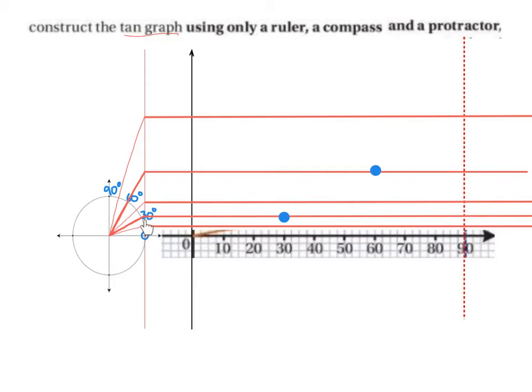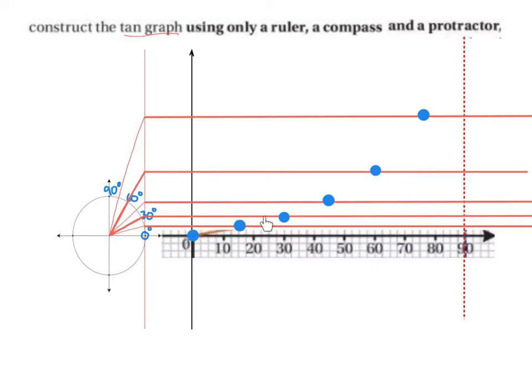So since halfway between 0 and 30 degrees is 15 degrees, I'm going to go across this line until I match up at 15 degrees, which is about here, and plot a point. And since halfway between 30 and 60 degrees is 45 degrees, I'm going to go along this line until I match up at 45 degrees, which is about here, and plot a point. And since halfway between 60 and 90 degrees is 75 degrees, I'm going to follow this line until I match up at 75 degrees, which is about here, and plot a point. And very important not to forget 0 degrees, which matches up with 0, 0.